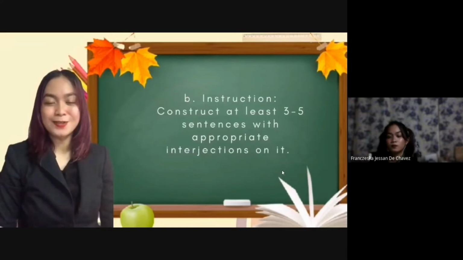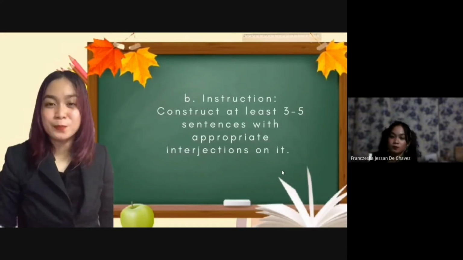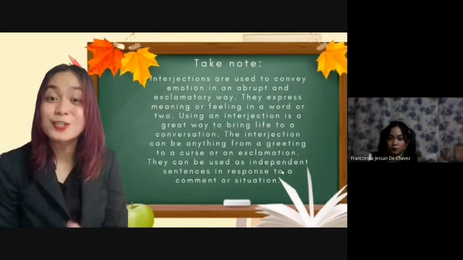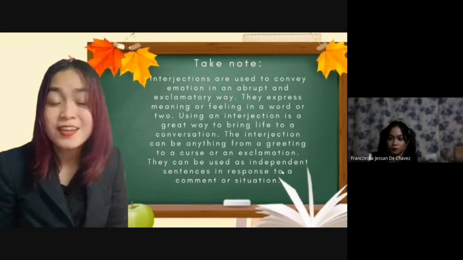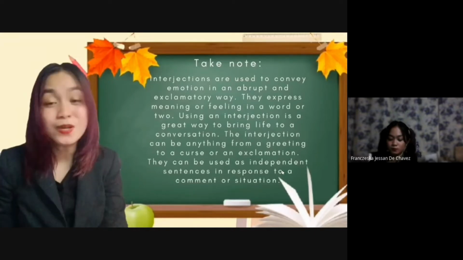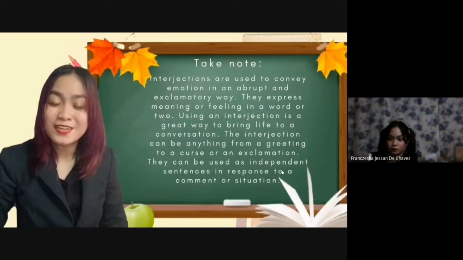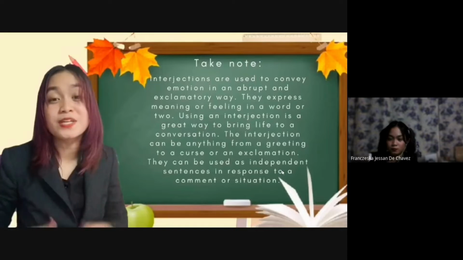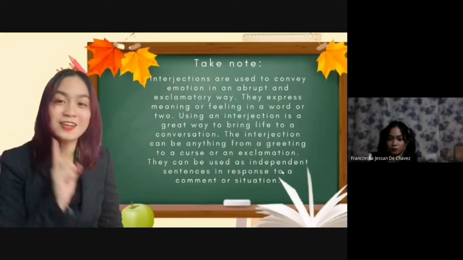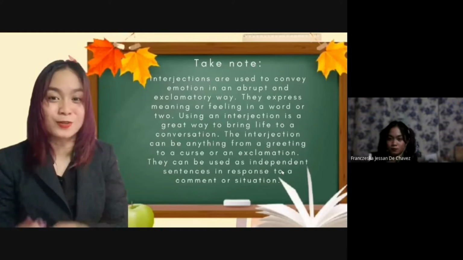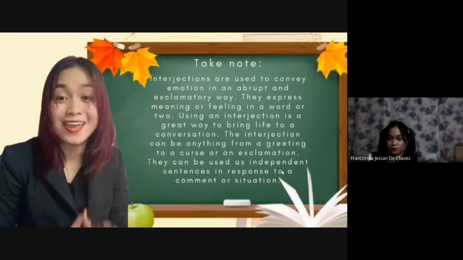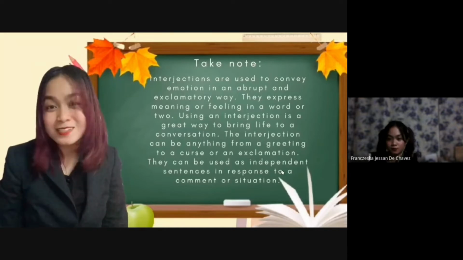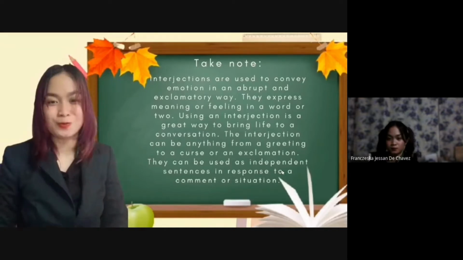B, instruction. Construct at least 3 to 5 sentences with appropriate interjections in them. Now, class, please take note. Interjections are used to convey emotion in an abrupt and exclamatory way. They express meaning or feeling in a word or two. Using an interjection is a great way to bring life to a conversation. The interjection can be anything from a greeting to a curse or an exclamation. They can be used as independent sentences in response to a comment or situation.